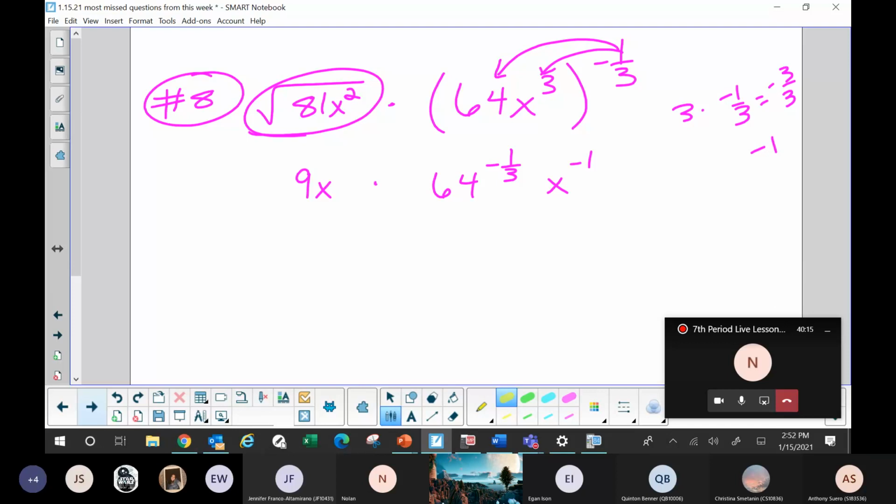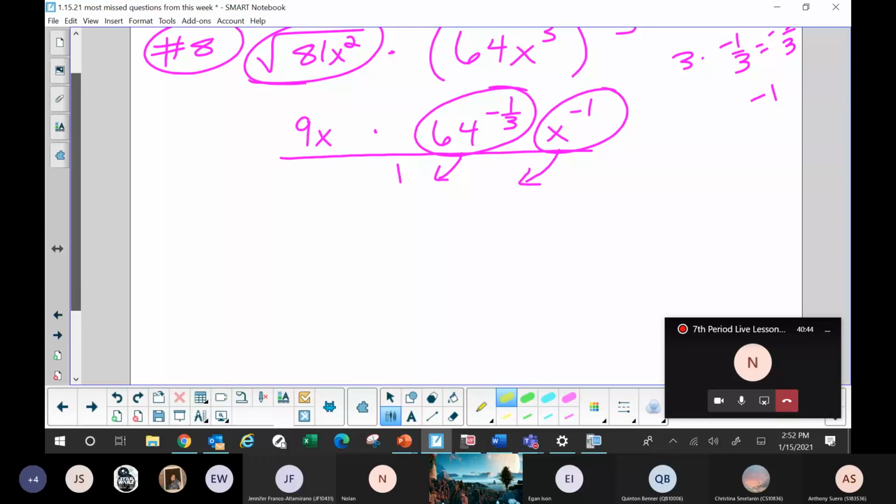From here, technically you can make anything a fraction. I'm just going to put it over 1. And for negative exponents, if you want to get rid of the negative, you have to rearrange. You have to move. So I'm going to move this whole thing to the bottom. That's going to get rid of that negative exponent. So on the top, I have 9x. On the bottom, I'm going to have 64 to the 1/3 power. And then I'm going to have x to the first power, or just x.